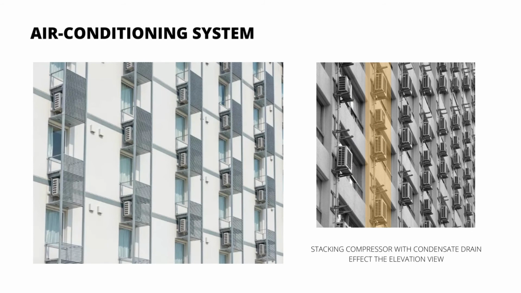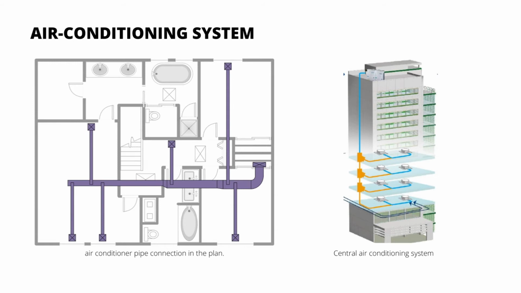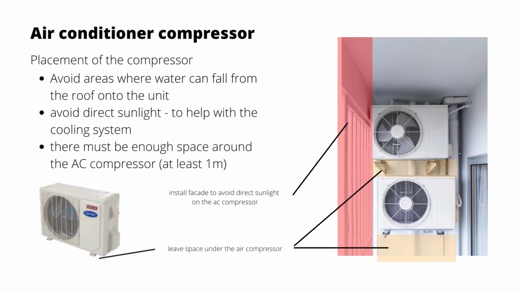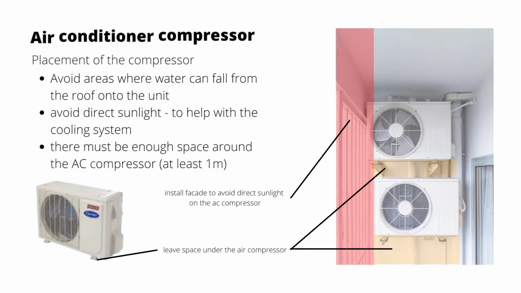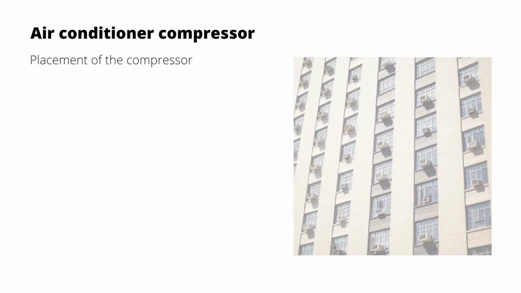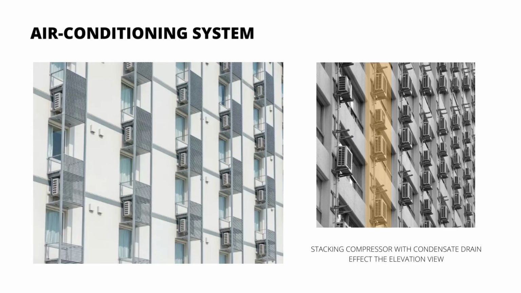Air conditioning system. Another element to consider is the air conditioning system. Since air conditioning is the biggest consumer of energy, to reduce complexity during installation, the air conditioner compressor is installed on the same building site, connected to a condensate drain and mostly stacked in one line, similar to water system stacking. So, it is necessary to use stacking knowledge to design the placement of the air conditioner compressor and air conditioning system because it could affect the elevation view and the facade design of the building.